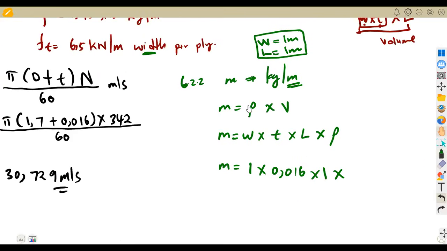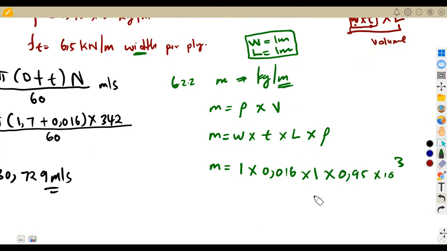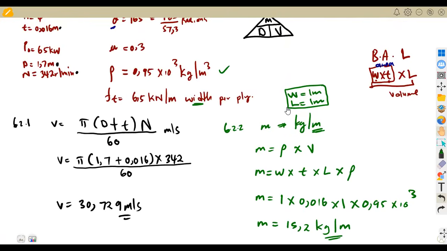Then we multiply by the density of the material used. The density of the material is 0.95 times 10 to the exponent of 3. This will give us the mass per meter length. If we simplify properly, we obtain 15.2 kilograms per meter length. Remember, we are taking this per meter length, so you are supposed to have it per meter like that. So you see, it's just direct application of your formulas. You just have to understand your formulas and how to use them for each belt that you are working with.